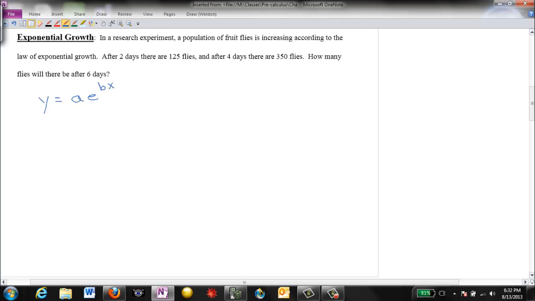And then they tell us that after 2 days there are 125 flies, and after 4 days there are 350 flies. What they want to know is how many flies there will be after 6 days. This is a common practice with scientists: sometimes we don't have 6 days to conduct an experiment. Maybe we only have 4 days, and whatever information we gather in that time, we have to use it to make predictions about what would happen if we continued this for a longer period of time. To make those predictions, you have to have a good understanding of mathematics.